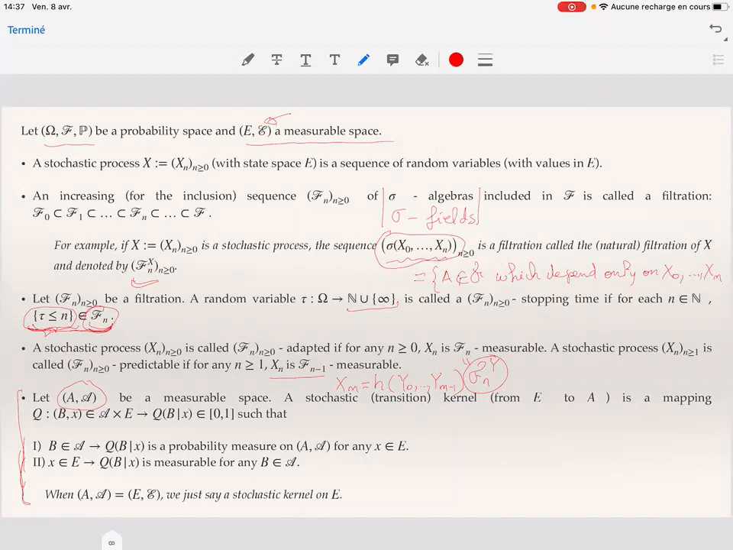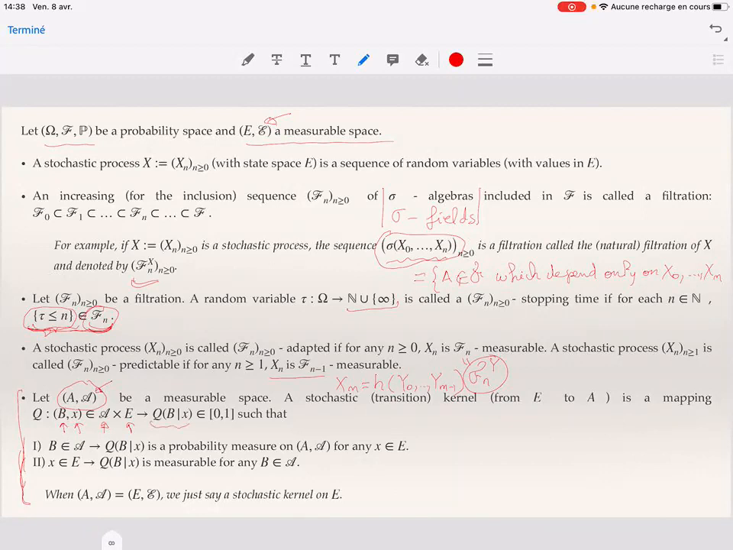So we should precise from E to A, but several times I will not say it, it would be quite evident from what it is. It is a mapping which depends on two variables. The first variable B is in the sigma field of the space A. And the second variable X is in the state space E. Given some event B, an element of the sigma field calligraphic A, and X a point of the state space E, you associate some number between 0 and 1, which is denoted usually like that.